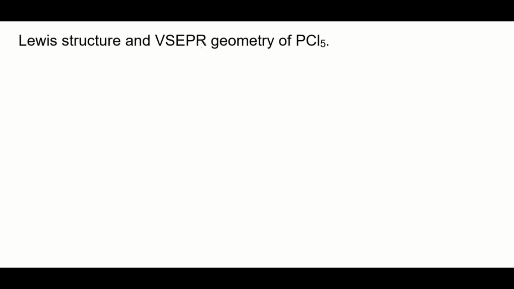Let's draw the Lewis structure and determine the VSEPR geometry of phosphorus pentachloride. Let's start with counting up the valence electrons. Phosphorus is in group 15 and has 5 valence electrons. Chlorine is in group 17 and has 7 valence electrons, and there are 5 of them. Let's add them up, and we have 40 valence electrons to draw this Lewis structure with.